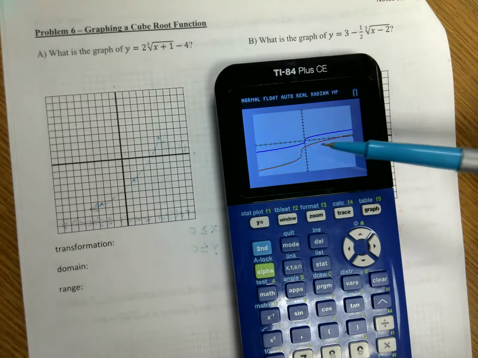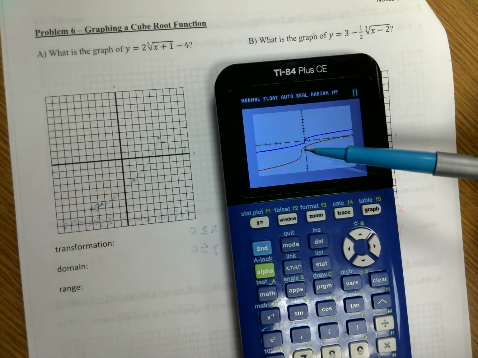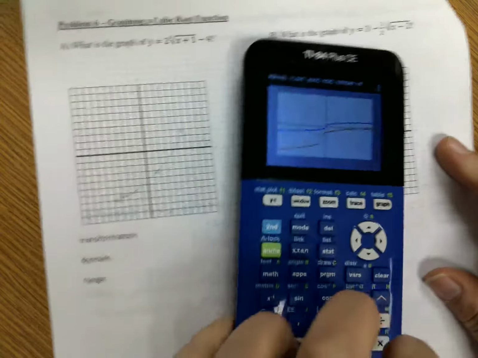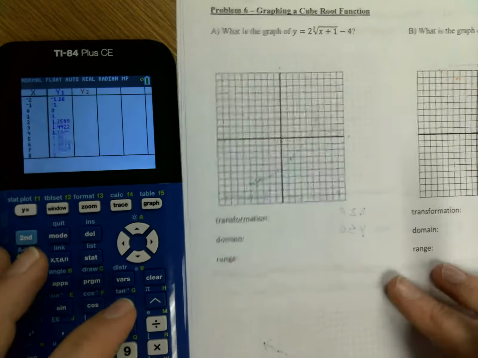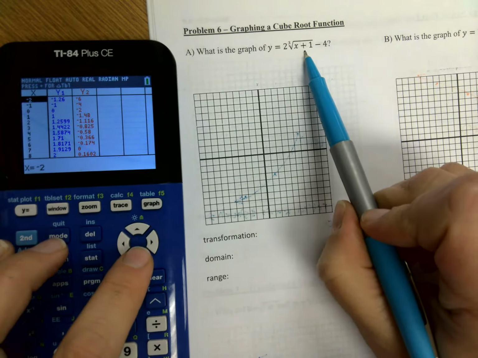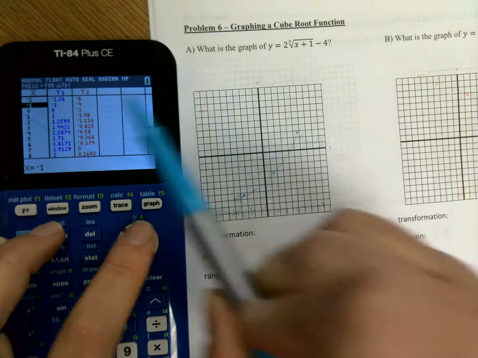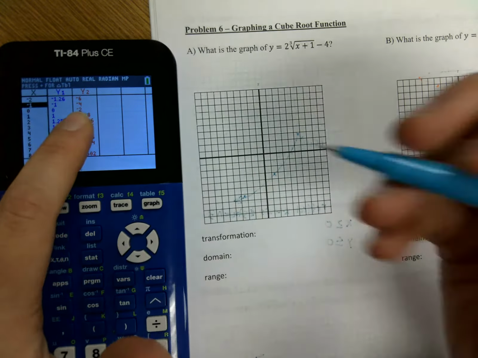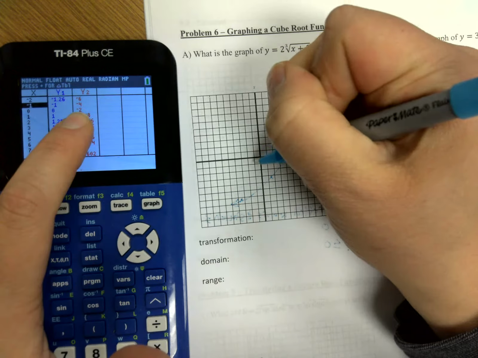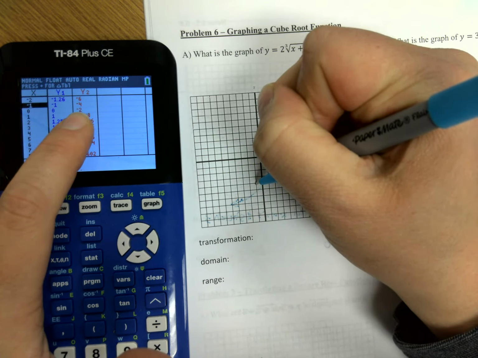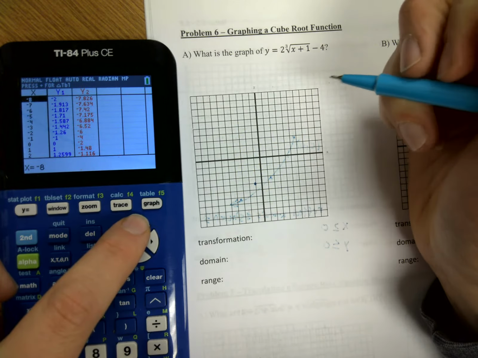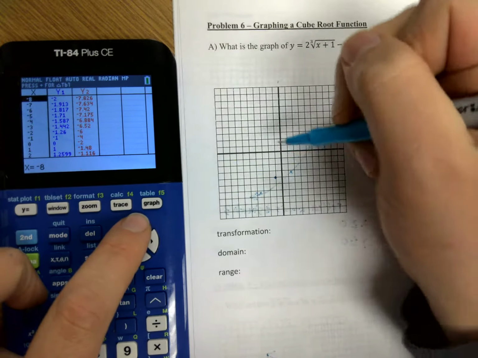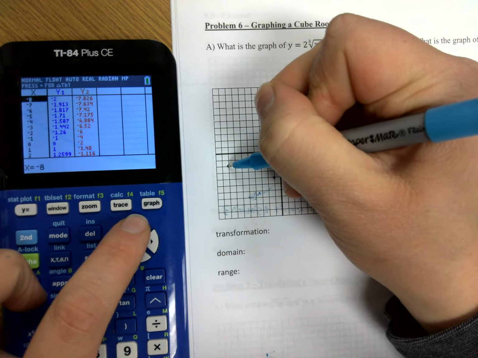The 2 stretched it out, so this kind of looks like it got stretched out more. So one thing when we're looking at my domain and range, I'm going to go to my table. Again, this moved left 1, down 4. So that's these numbers right here in the red. So I'm going to plot these numbers, left 1, down 4. If I go up, what's a nice number? -8, -2.